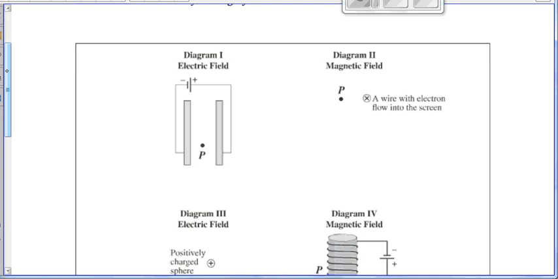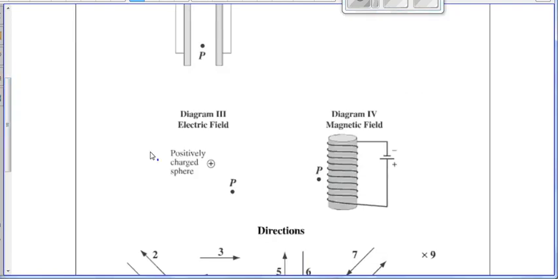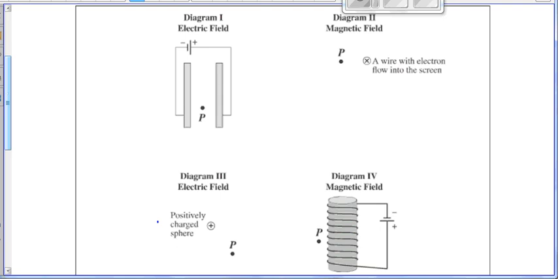All right, this question asks me to match the direction of the field at point P in each of the diagrams as described below. So what's the direction of the electric field in this one? Direction of the electric field in this one. Direction of the magnetic field in this one. Direction of the magnetic field in this one.